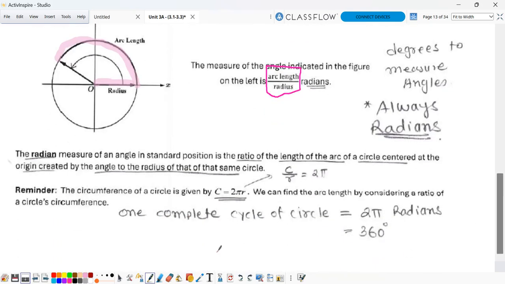So let's talk about how many radians are in one circle. The circumference is the arc length for the entire circle. Think of it that way. So the arc length of the entire circle, if I divide by the radius, I get 2 pi, which means one complete cycle of the circle is equal to 2 pi radians. Be careful, radius is a length, radian is an angle. For understanding purposes, we are saying 360 degrees, but we are not going to use degrees for any trig ratios.